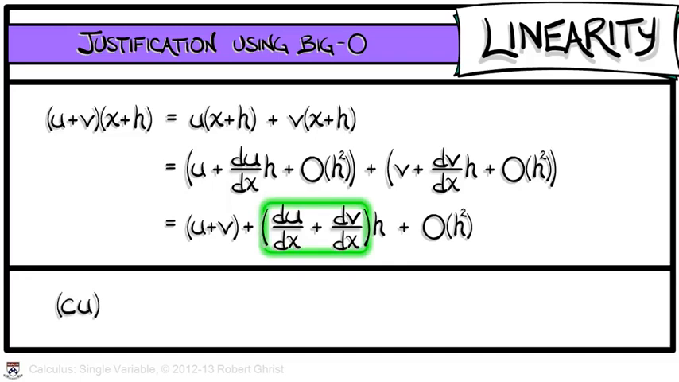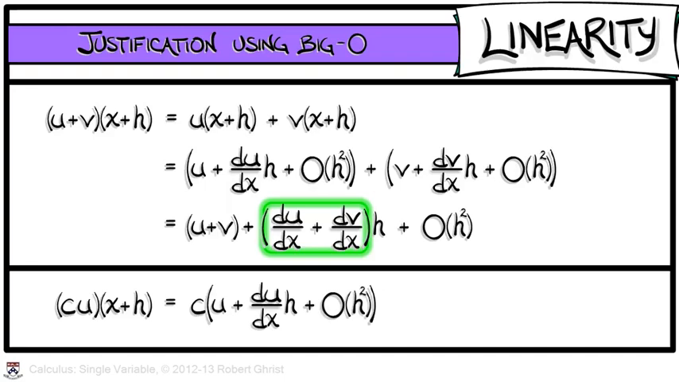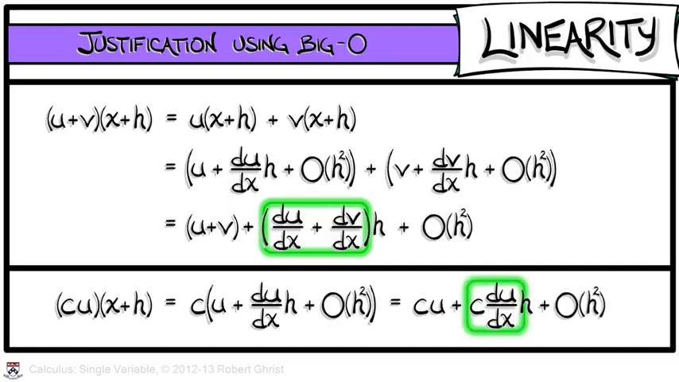Likewise, when you multiply u by a constant, c, and evaluate that at x plus h, it is simply c times u plus du dx times h plus something in big O of h squared. The zeroth order term is c times u, the first order term is c times du dx times h. Everything else is a constant times big O of h squared. But remember, in big O, constants don't count. And so we see that the first order term, the derivative, is c times du dx.